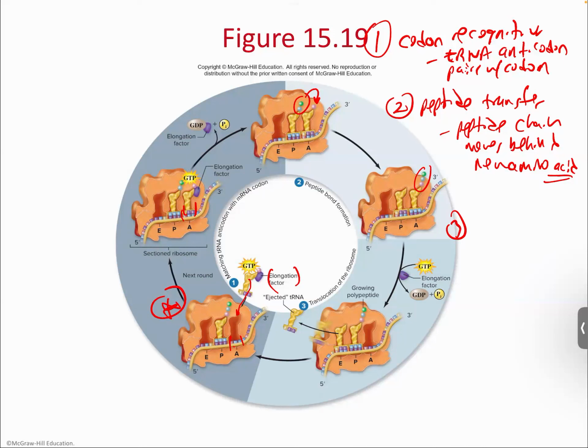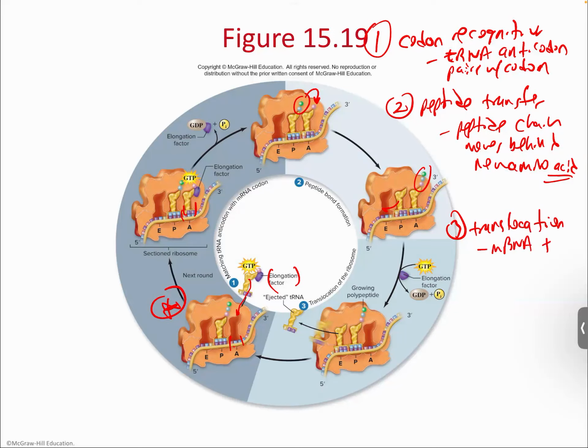Because now the tRNA with your growing chain is in the wrong site, isn't it? It's in the A site. And not only that, but the one that was in the P site is empty. So where does it belong? It belongs in the P site, right? That's where the empty one goes. So then that basically gives us our third and final step. That's translocation.